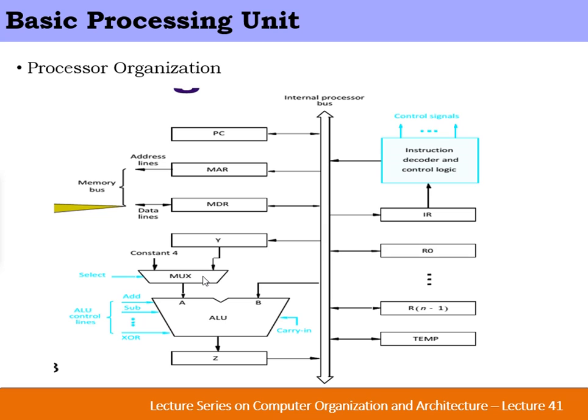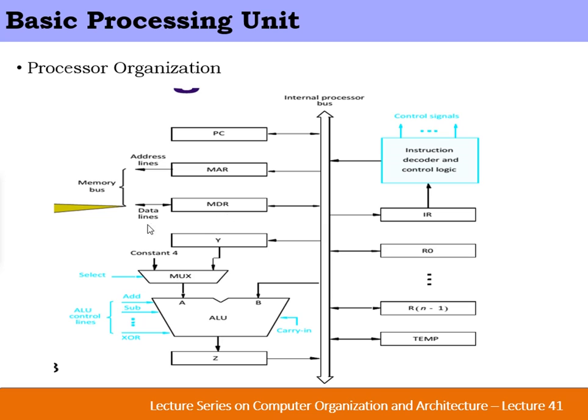You know what a multiplexer is? It has many inputs and one output. Among these many inputs, one input will be selected with the help of the select inputs. The select input is going to select either constant 4 or Y, and it is given as input A. If constant 4 is selected, it is because we are supposed to increment the content of the program counter, that is PC = PC + 4.